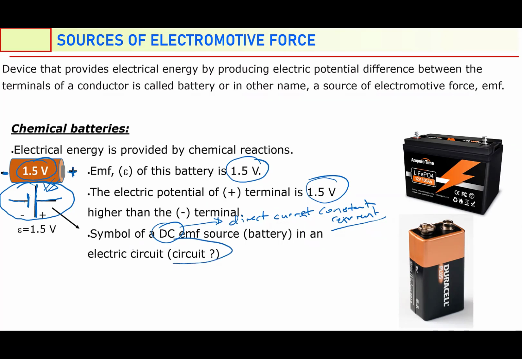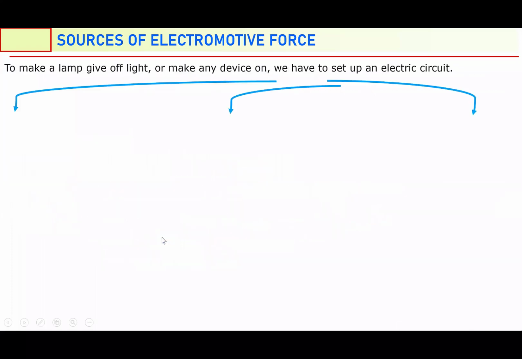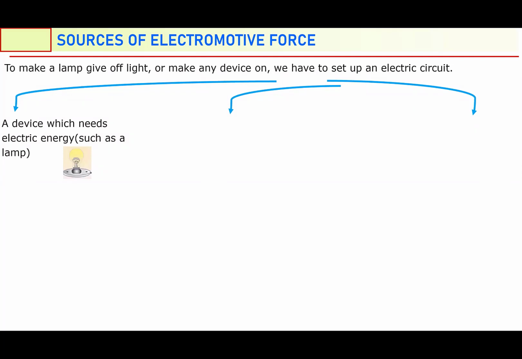So what does the circuit mean? Now I will explain what the circuit means. If you want to make a device work, for example, if you want a lamp to give light, you should first set up an electric circuit. An electric circuit consists of three basic elements. One of them is a device which needs electrical energy, such as a lamp. A lamp is a device which uses electrical energy, which needs electrical energy to give light.